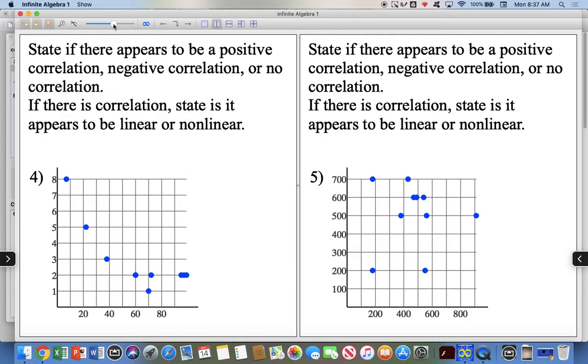The virtual kids might have the exact same questions. So, I don't know about that one. Okay, but you have to tell me first if it's positive, negative, or no correlation. Oh, sorry, I didn't see that. I thought you were talking about this one. I was like, I don't know about that.